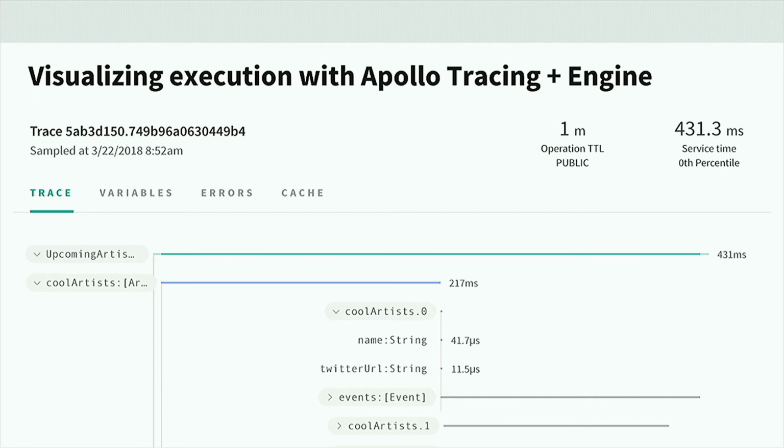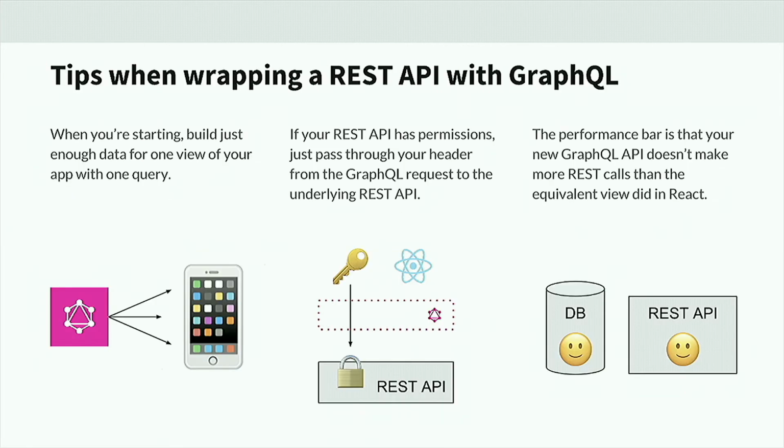So for example, in this chart, we can see that this overall API call takes 430 milliseconds to complete. And you can see that breaks down into 200 milliseconds for that first REST API call for that cool artist field. And then the rest is pretty much that events field that calls that second REST API call. And so you can actually tell for every GraphQL query that you write which parts of it cause the execution to take a long time.